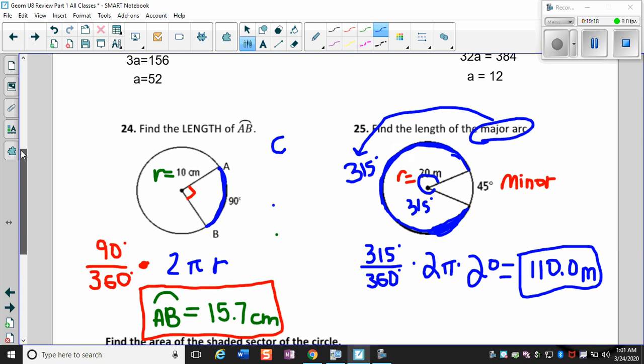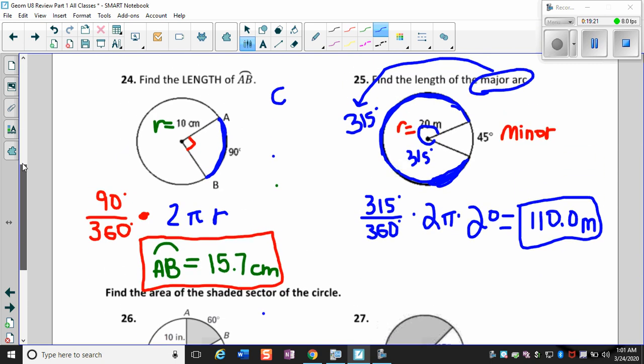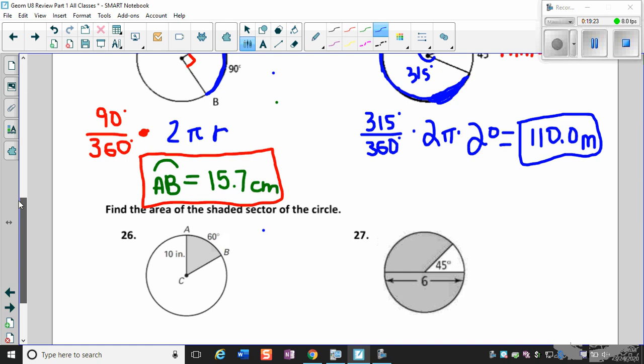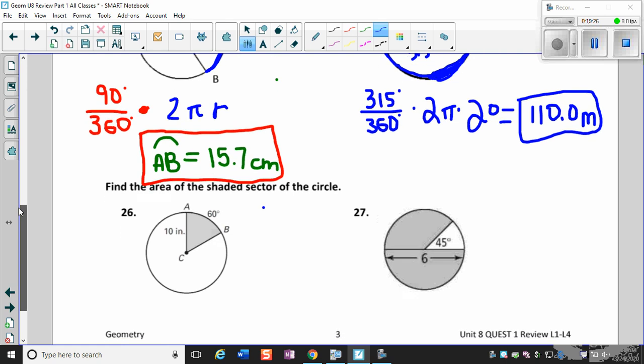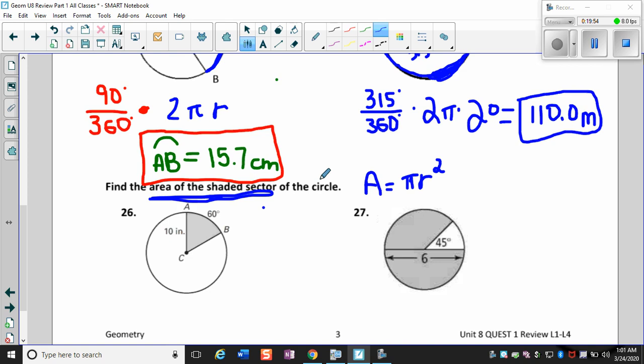So we're going to do the same thing. We need to find the part of the circle. How much of the circle is it that we're using up? So how many degrees? Because we're going to have to use a fraction. But here, notice how in 26 and 27, now we're looking for the area of the shaded sector. So instead of using the circumference formula here, we're going to use the area formula. So I just want to remind you that the area is equal to pi times the radius squared. Okay, so that's the area part. Then we just need to figure out the fraction part.